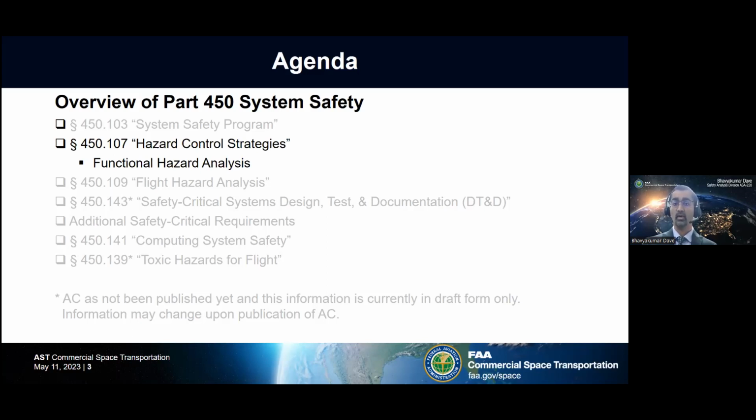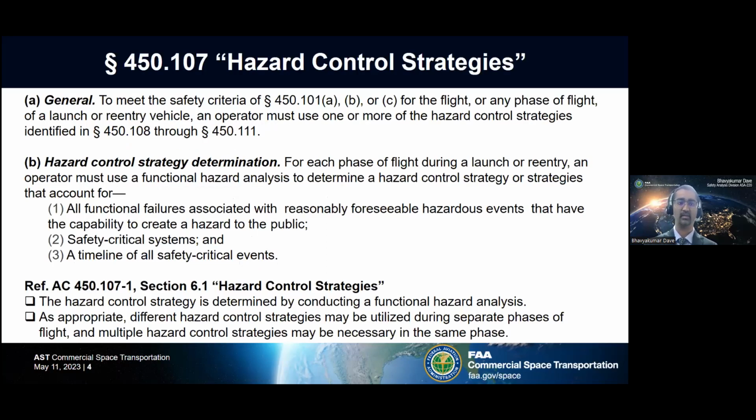So this is where 107 Hazard Control Strategies is very critical, because 107 defines the applicability of other Part 450 regulations. And 107 also defines the scope, the level of rigor, and the amount of effort required for certain analyses within Part 450 and some of the regulations within 450. So with that overview, let's start discussing the specifics of 107.